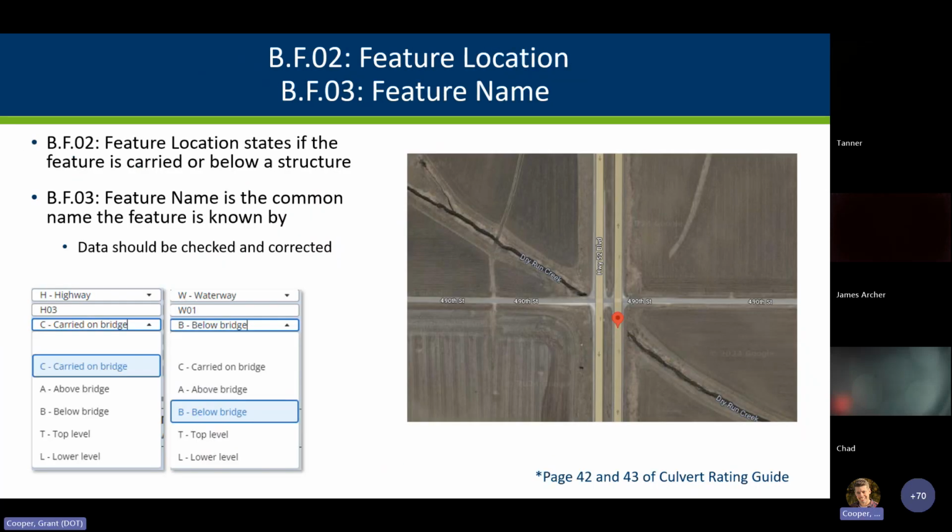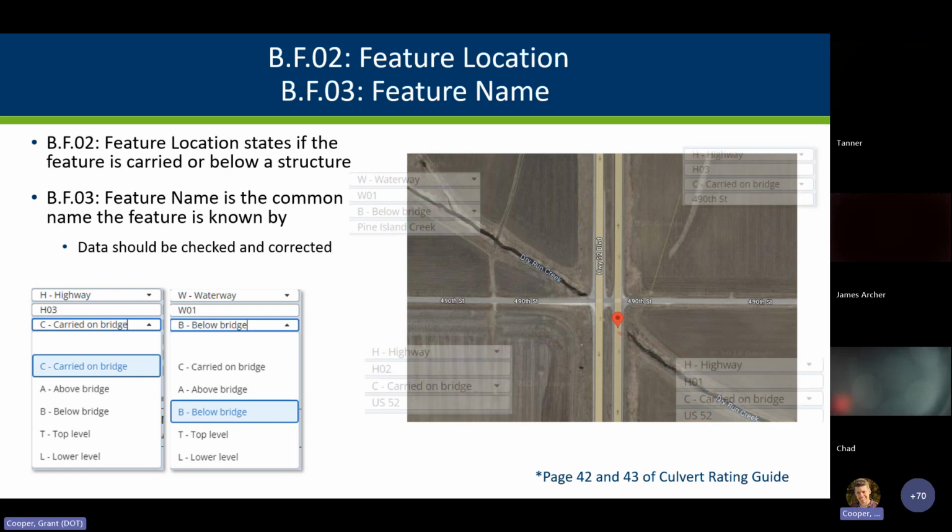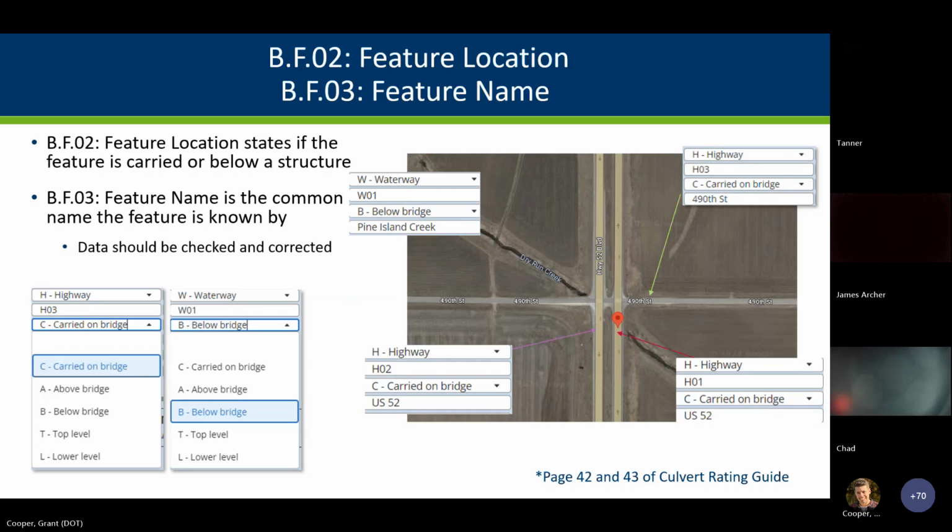Feature location. So in the drop down, you'll see several options. Most of the time carried on bridge and below bridge are going to be used. In this situation, all our highway features are carried on the structure with our waterway below the structure.